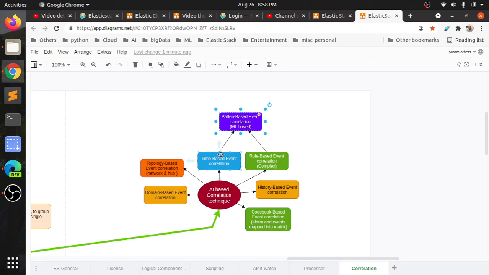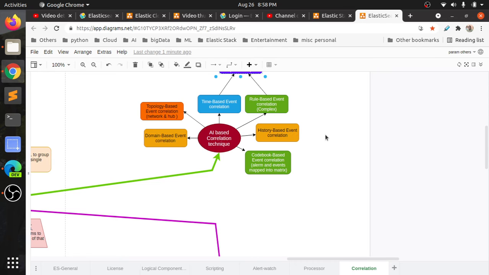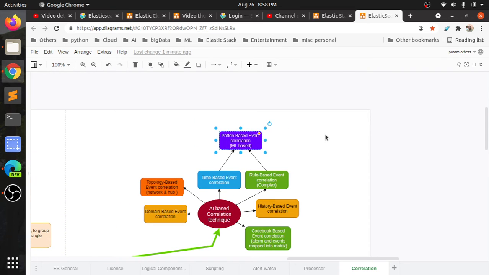So a hybrid of these two is called pattern based event correlation. Here of course machine learning or data analytics will be applied. So these are the different techniques.